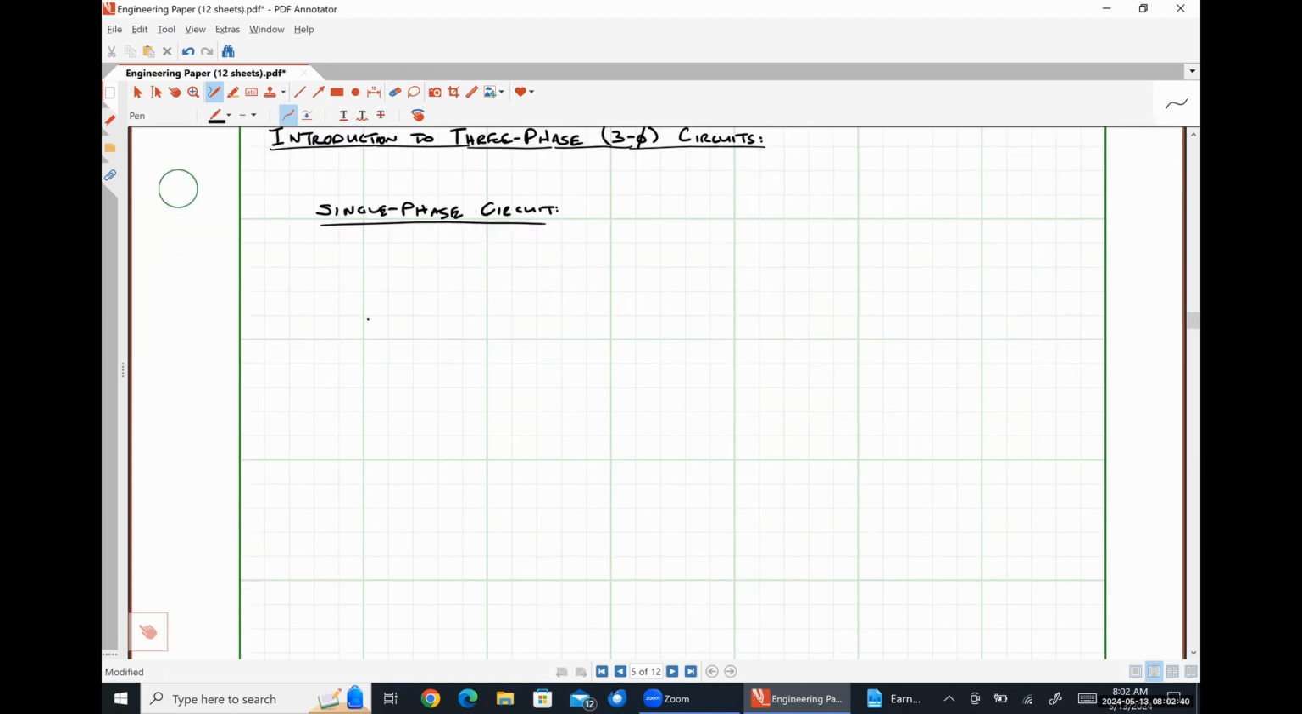So over here on the left-hand side, I'm going to put a sinusoidally varying source that I could represent in the frequency domain as some RMS phasor voltage VP with an angle of theta V. And then I'll give myself a pair of terminals here. Okay. And I'm going to call this terminal A, and this would be terminal N.